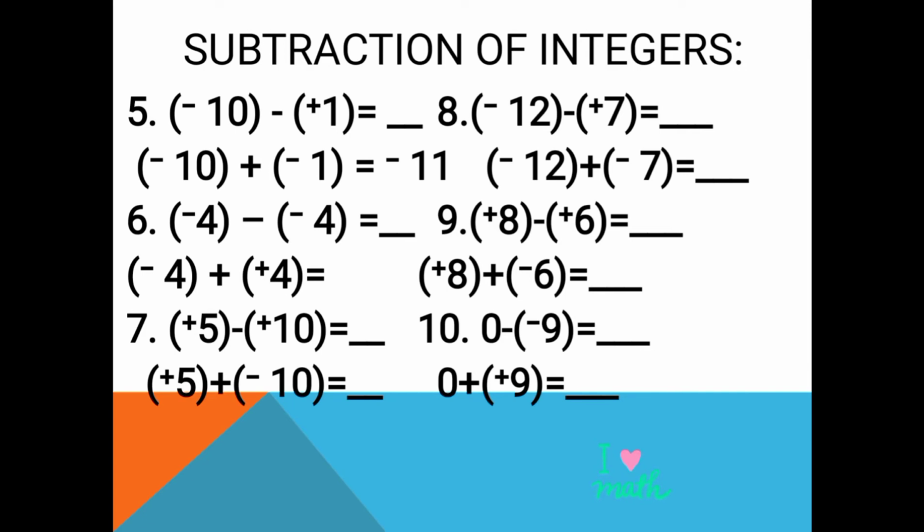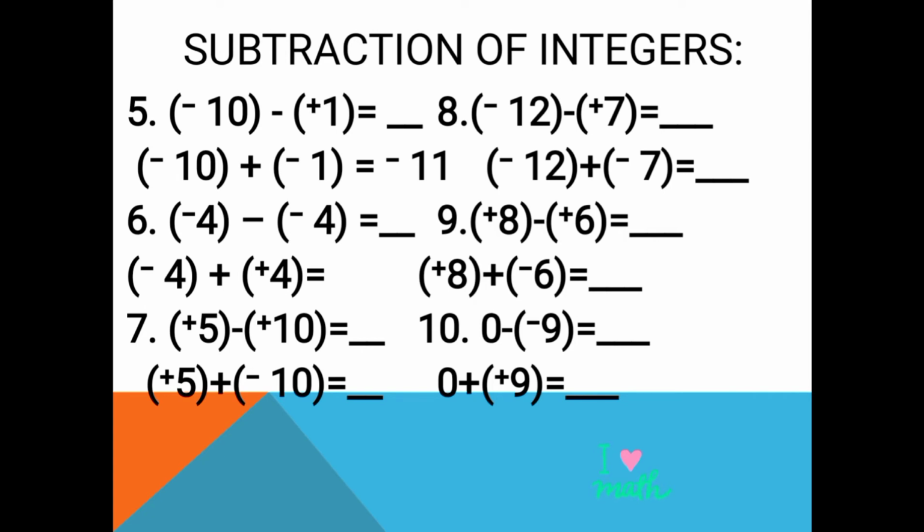Next, number 8, negative 12 minus positive 7. So copy the first term, negative 12. Change the operation involved. Minus will become plus. Change the sign of the second term or the subtrahend. Positive will become negative. The same sign, add again, then copy the number.